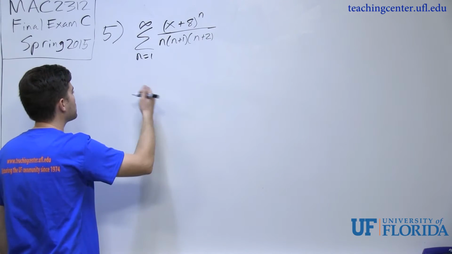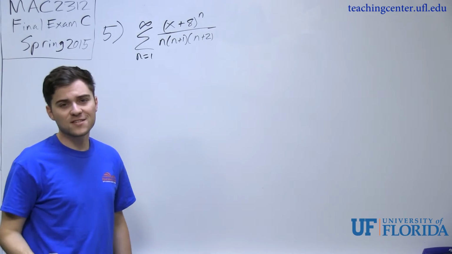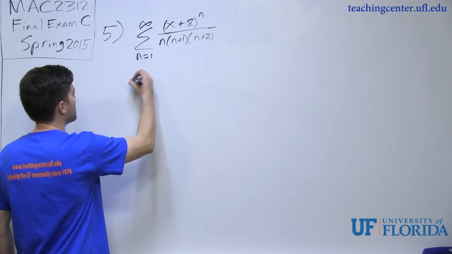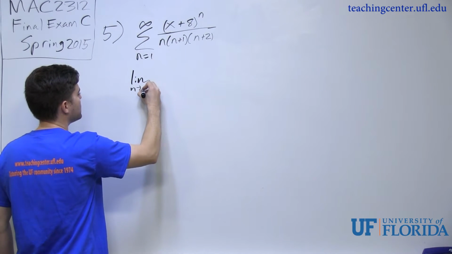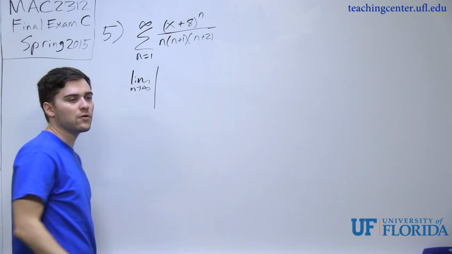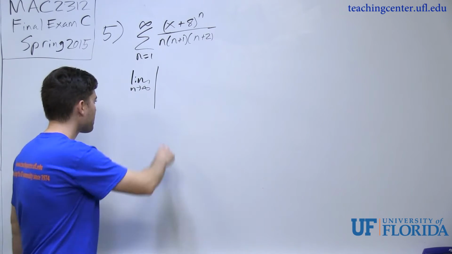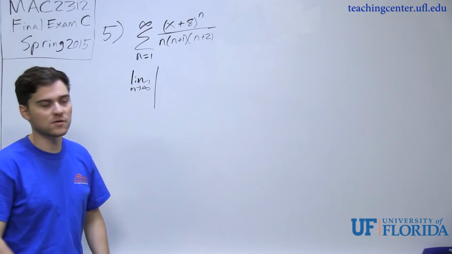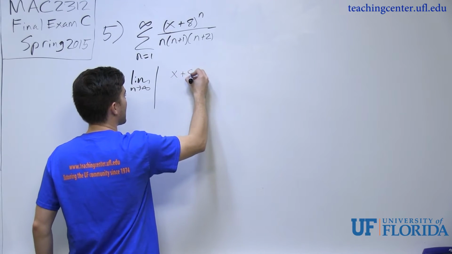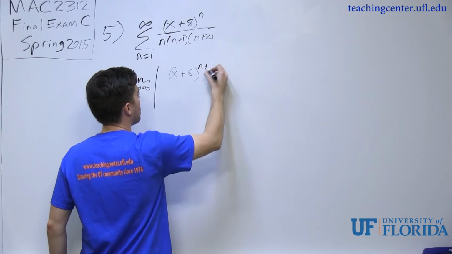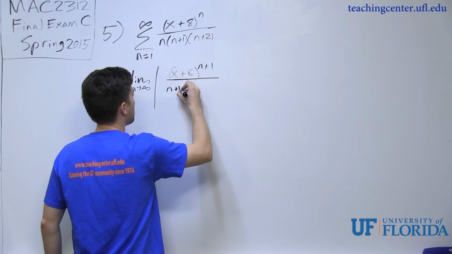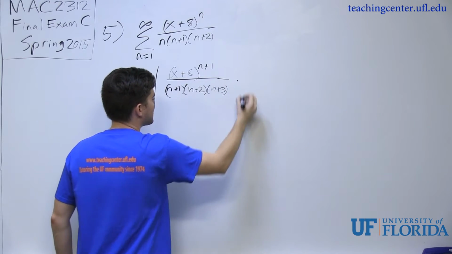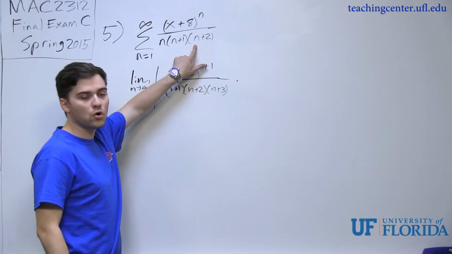The way we do that is we usually apply either the ratio or root test. Again, for the sake of simplicity, I'm just going to apply the ratio test because that's the one that should work every single time. So the limit as n approaches infinity of the absolute value of a sub n plus 1 over a sub n. Remember, to get a sub n plus 1, anywhere I see an n in here, I'm going to plug in n plus 1. So I have (x plus 8) to the n plus 1 divided by (n plus 1), (n plus 2), (n plus 3).